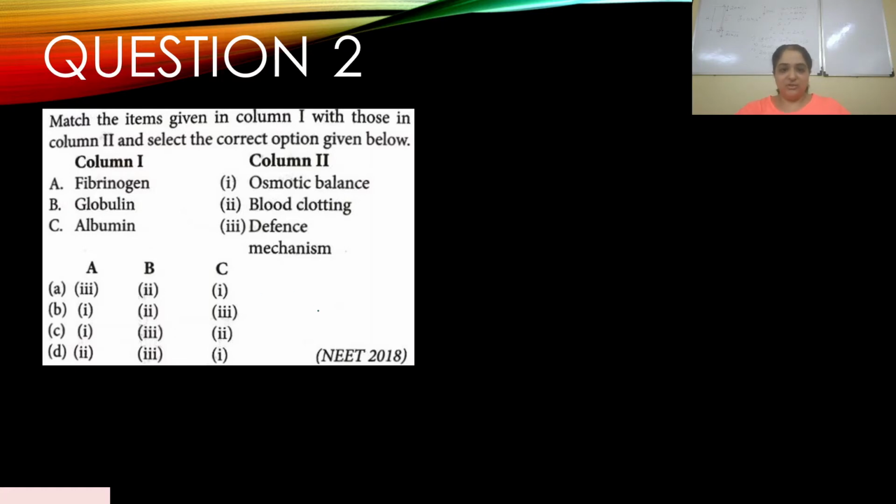So this question appeared in NEET 2018. Let's solve the question here. You have fibrinogen, globulin, albumin, and you have to match them with column 2.